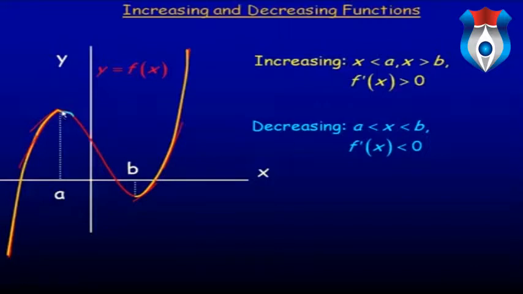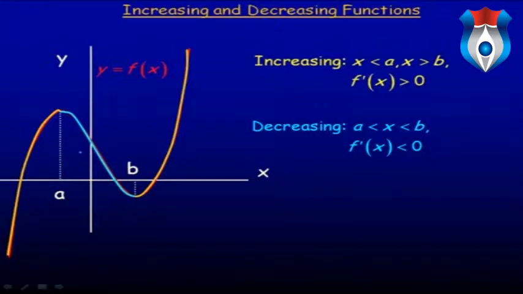Now the function is decreasing along here between A and B. So the interval is where x is between A and B. Notice if I draw a tangent line anywhere in there, the tangent line slopes downward. A downward sloping tangent line means the derivative is negative. So a negative derivative means the function is decreasing.